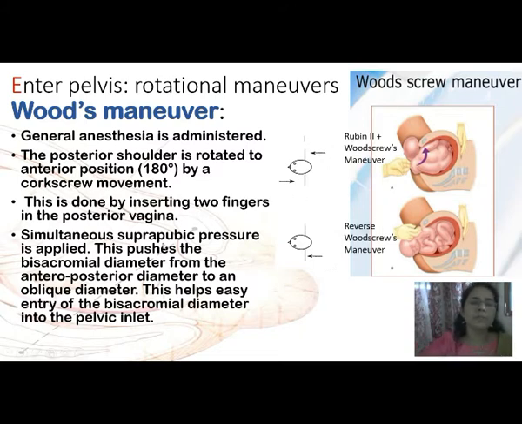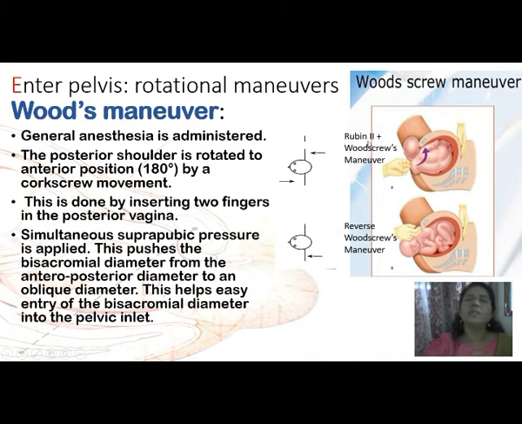This pushes the bisacromial diameter. The bisacromial diameter is between the farthest points of the acromion process. That will change the bisacromial diameter from the anteroposterior diameter to an oblique diameter. This helps easy entry of the bisacromial diameter into the pelvic inlet.